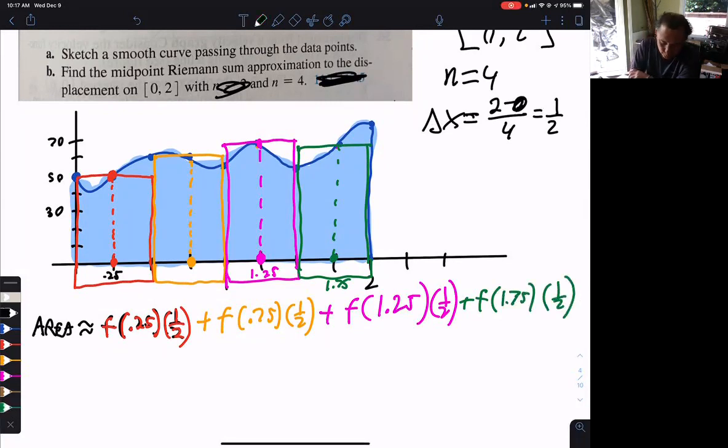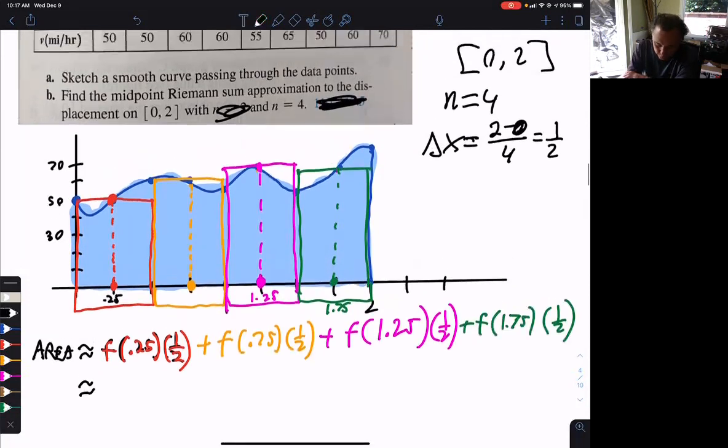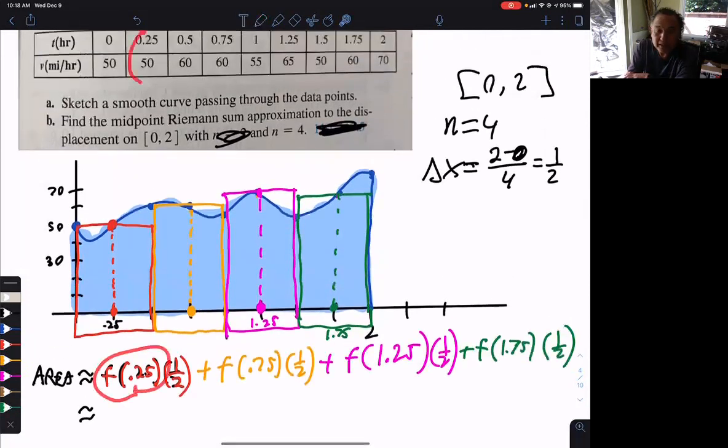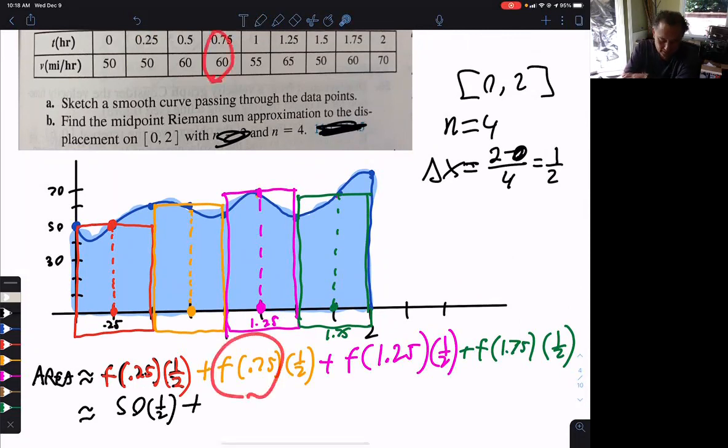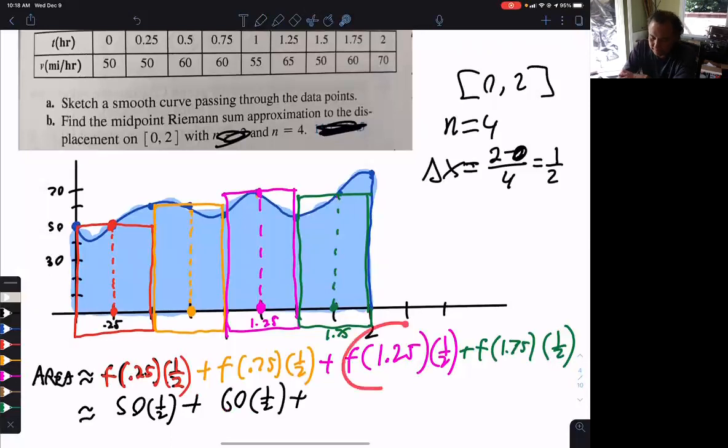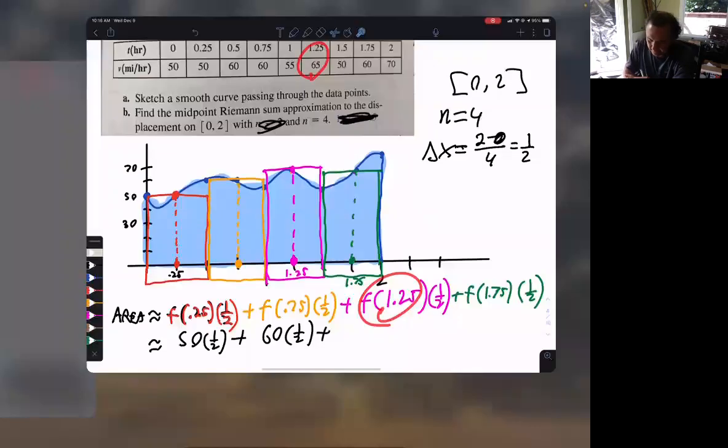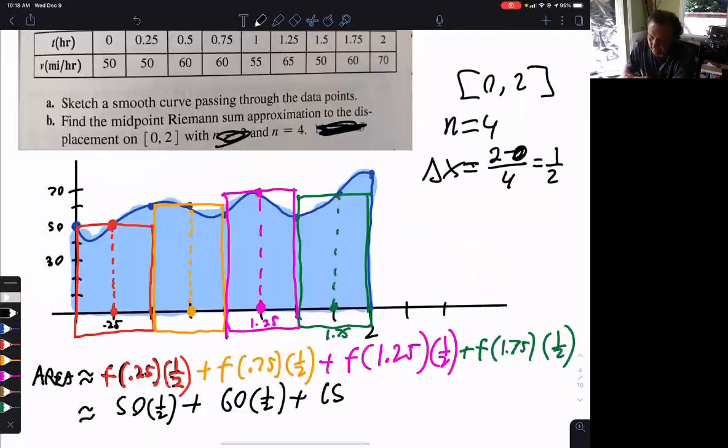At this point, we just figure out these values. We'll look at the table. What's f at 0.25? Right there, 50. 50 times a half. What's the function at 0.75? Right there, it's 60. So it's going to be 60 times 1/2. And what's it at 1.25? 65, right there. That's going to be 65 times 1/2. And the last height is 1.75. That's going to be 60. So it's going to be 60 times 1/2.